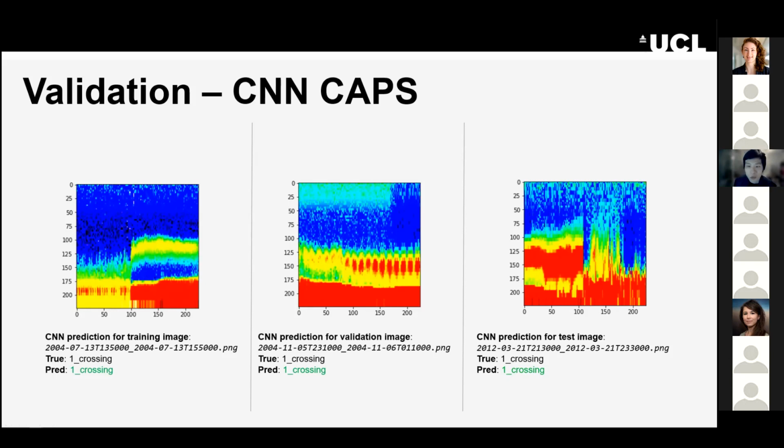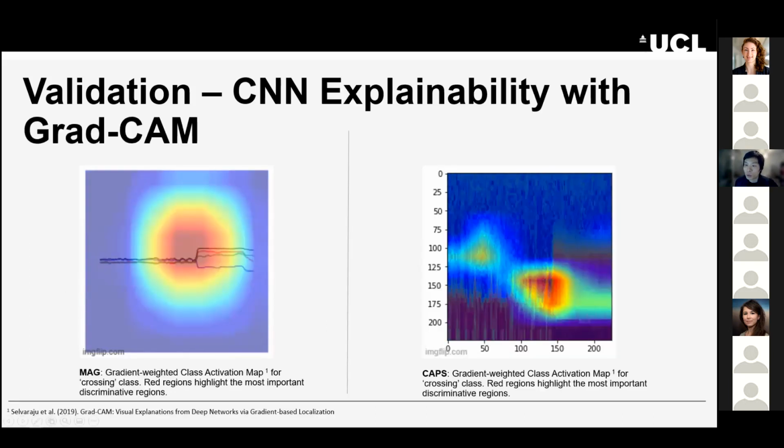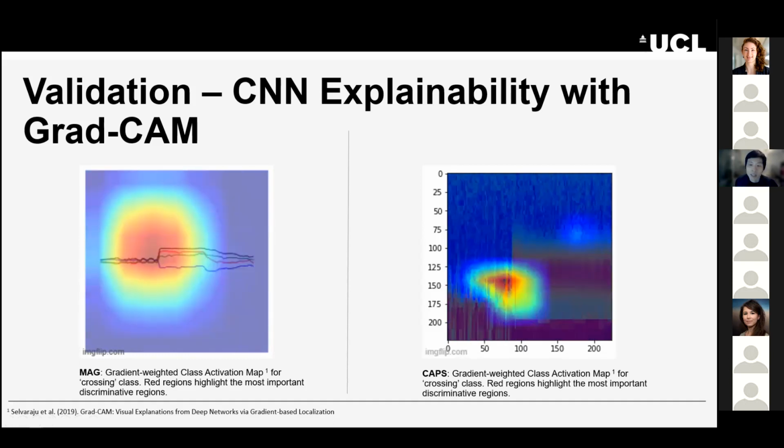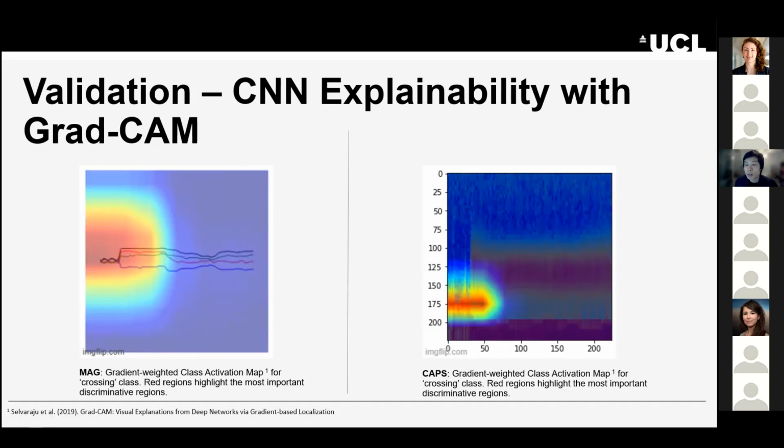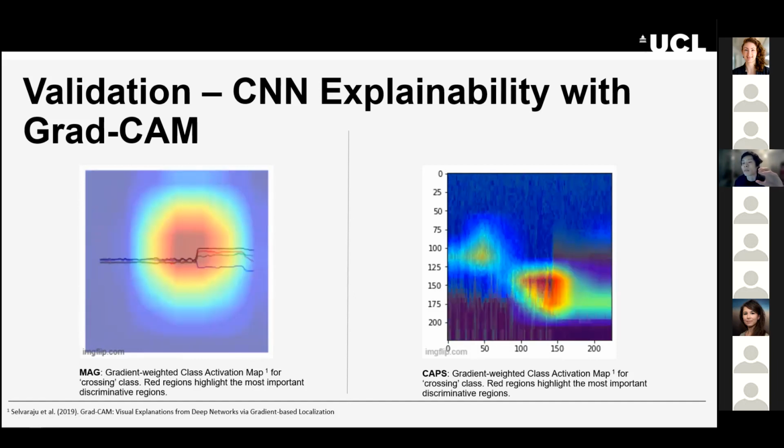And let's get back to our question, can we explain these outputs? So there is a tool called GradCam, which stands for Gradient Weighted Class Activation Map. And this technique can help us explain the outputs using a heat map, which shows regions that are most discriminative for the neural network to output a particular class label.